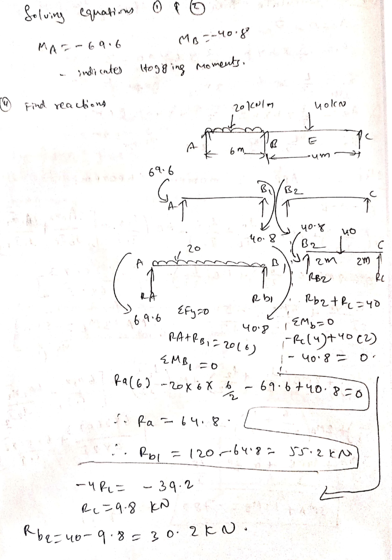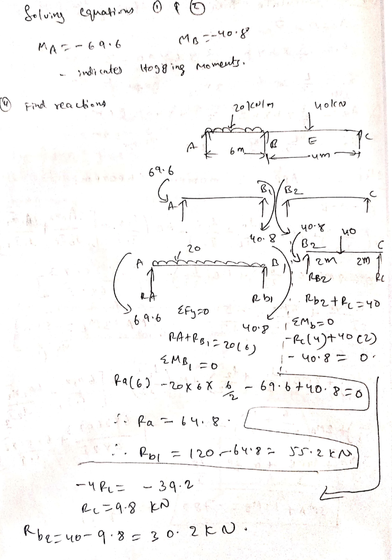So we'll get MA as minus 69.6 kilonewton meter, MB as minus 40.8 kilonewton meter. Okay, negative indicates hogging moments. Next, step 4, calculate the reactions. So how to calculate reactions? Now draw this simply supported, continuous beam, and draw AB separately and BC separately. Okay, at B you divide it as B1, B2. Means first span is AB1, second one is B2C.